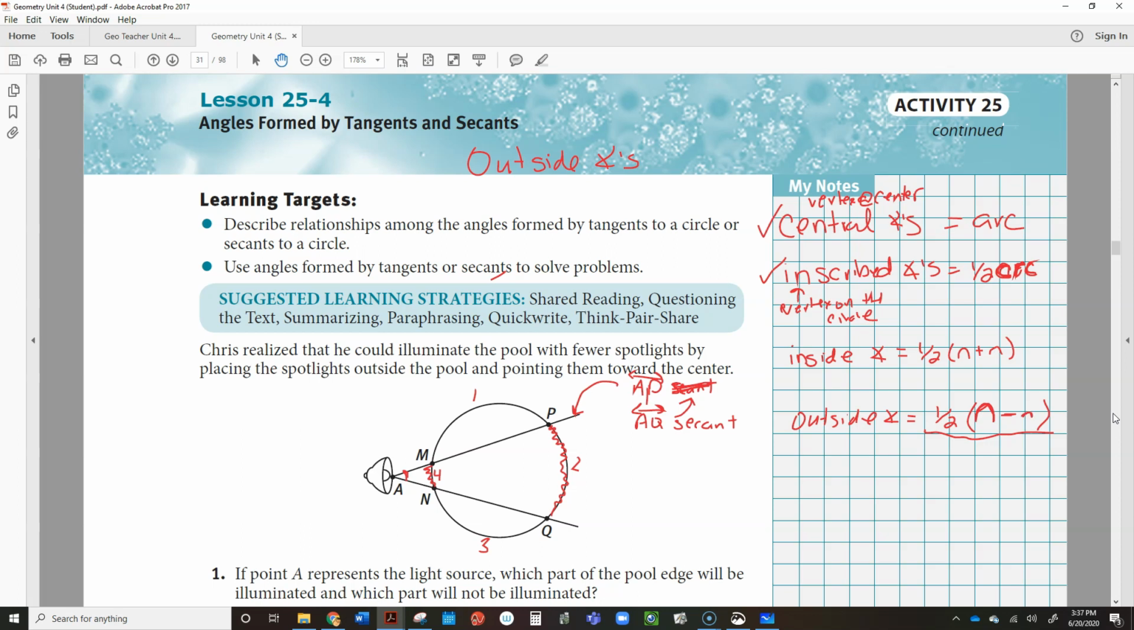Now, that's silly, I know. You might need to write it down. An outside angle, an angle formed outside the circle, is equal to half the difference of big arc minus little arc.